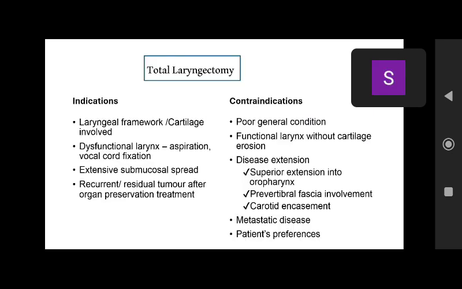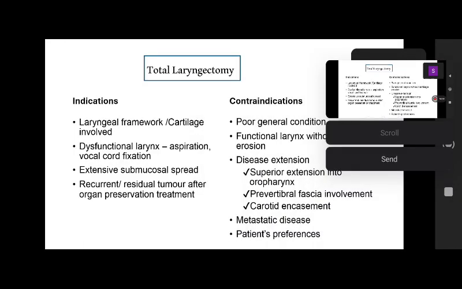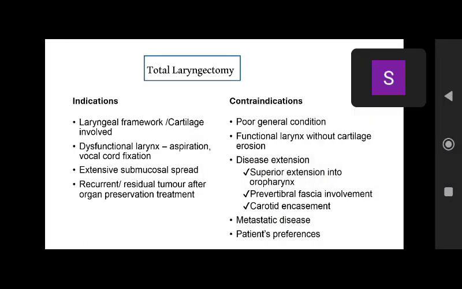So coming to total laryngectomy, the indications are when the laryngeal framework or the cartilage is involved, if the larynx is dysfunctional, if there is a risk of aspiration, vocal cord fixation, extensive submucosal spread of the disease, or if there is recurrent or residual disease after organ preservation. Contraindications will be if the patient's general condition is very poor for the surgery, or if there is a functional larynx without cartilage erosion in which we can actually preserve the larynx, or if the disease is very extensive, going superiorly to the oropharynx or to the prevertebral fascia, or carotid encasement, or if the disease is metastatic, and obviously patient preference.